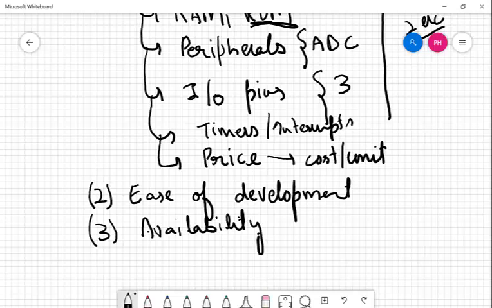Usually we use products from companies like Microchip and NXP, because their products are stable and these companies are mature, and they also have a lot of resources to ensure wide and timely availability of these products. So this was about choosing a microcontroller.